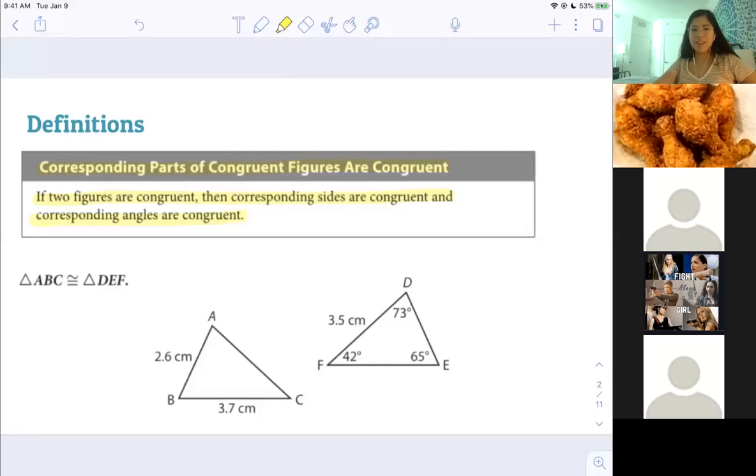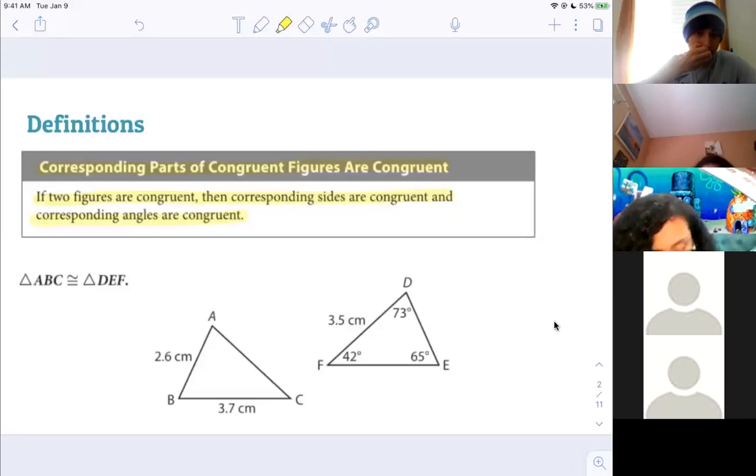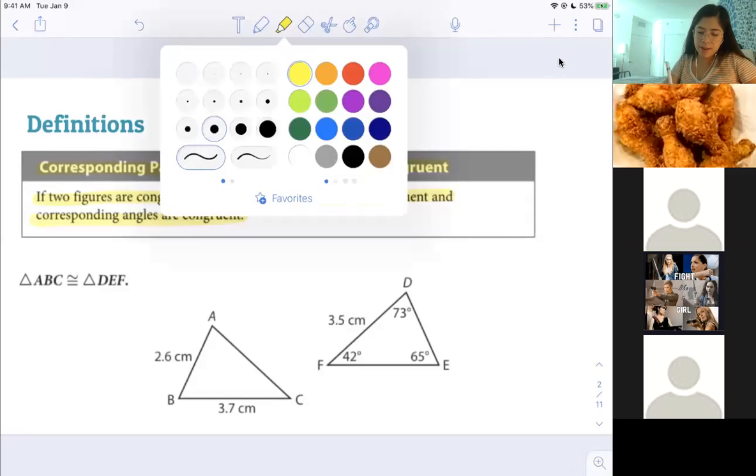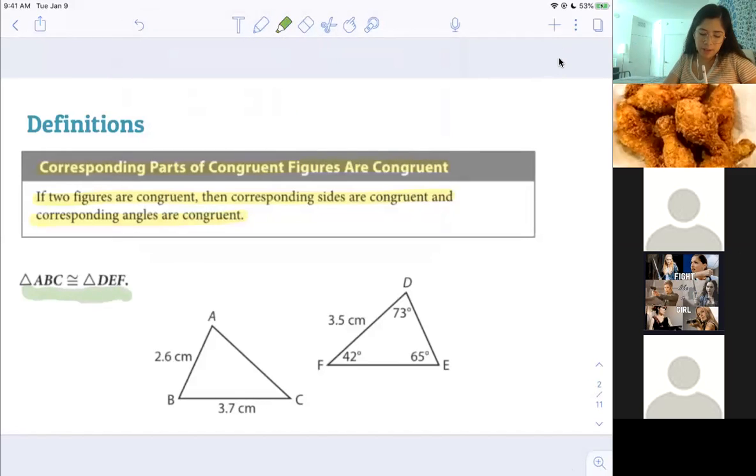All right, so continue writing this down. I'll give you guys about 1 more minute. And while you guys are writing, can somebody say this congruence statement out loud? Like, how do I say that in words? Triangle ABC is congruent to triangle DEF. Perfect. And now remember what I said last time.